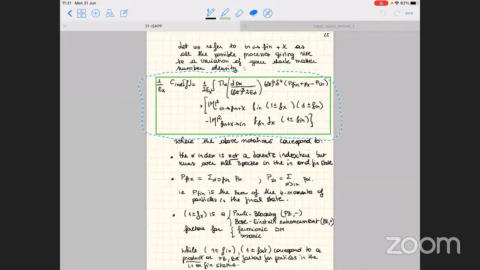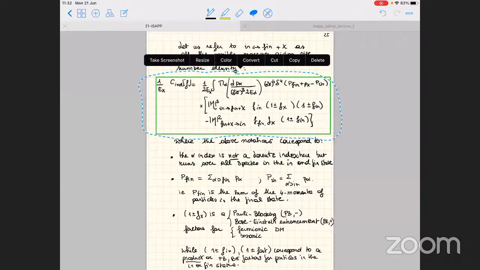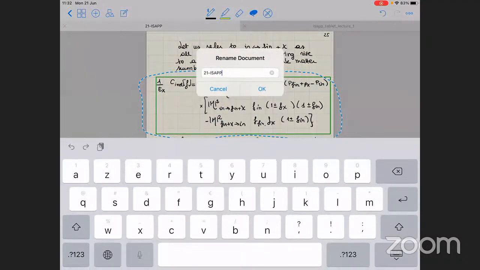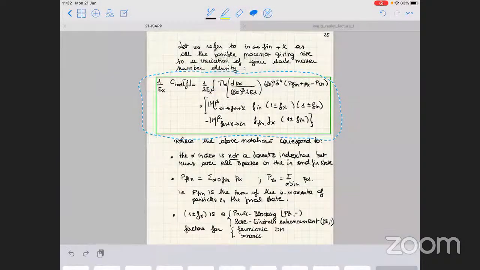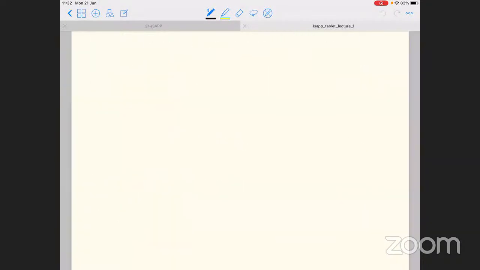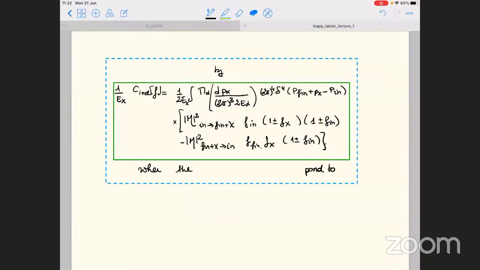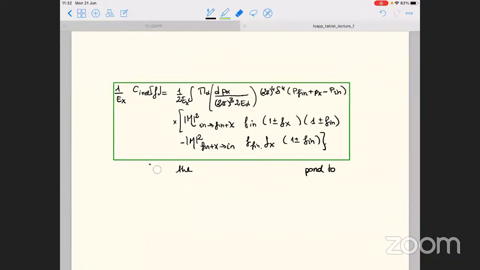So these are my handwritten notes. I'm just going to do as if I was having slides, and I'm pasting now the general form of the collision term for inelastic scatterings. This is also probably a form you have already seen very often. I just put a 1 over E here, okay?